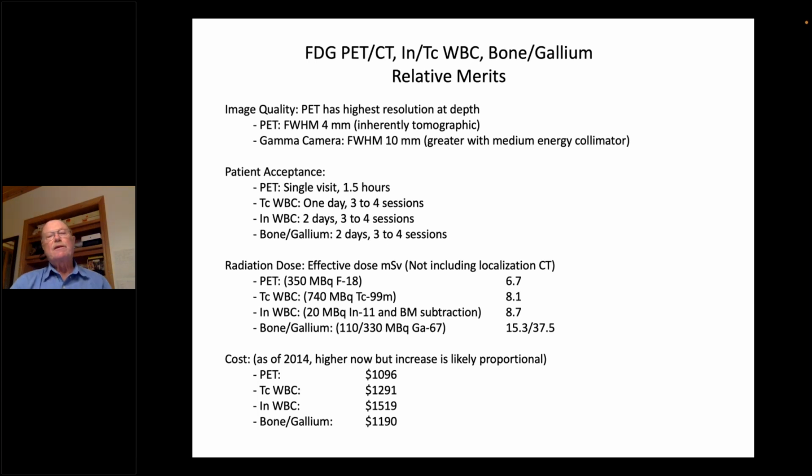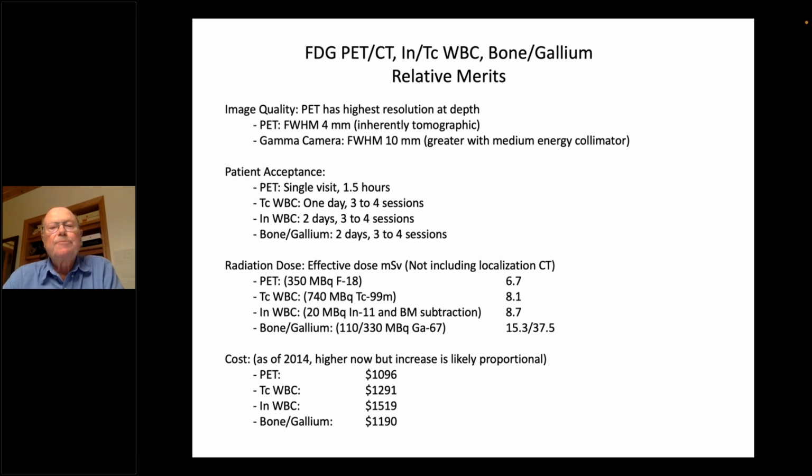Patient acceptance: PET-CT is very patient-friendly. It involves a single visit, an injection, a 1 hour uptake period, and 10 to 30 minutes worth of imaging, depending on whether you're doing a whole body scan or a specific site. White blood cell imaging and bone gallium requires multiple visits, often over several days.